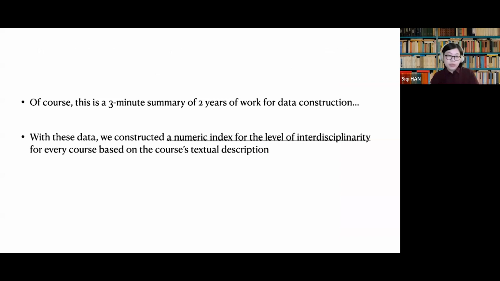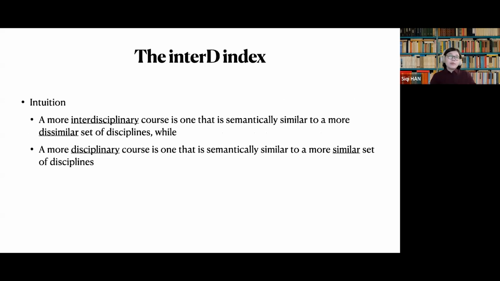So every course would eventually receive such a value of this index, and we can aggregate all courses in the same department, or departments in the same school, to get department-level interdisciplinarity or school-level interdisciplinarity. But the first step is to do the course level, right? So I am going to call it from here on the inter-D index, because interdisciplinarity is a very long word to pronounce. So I'm just going to call it the inter-D index.